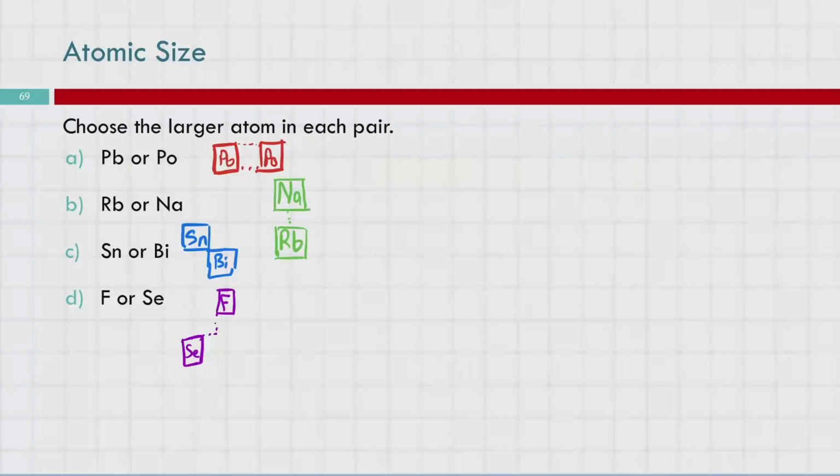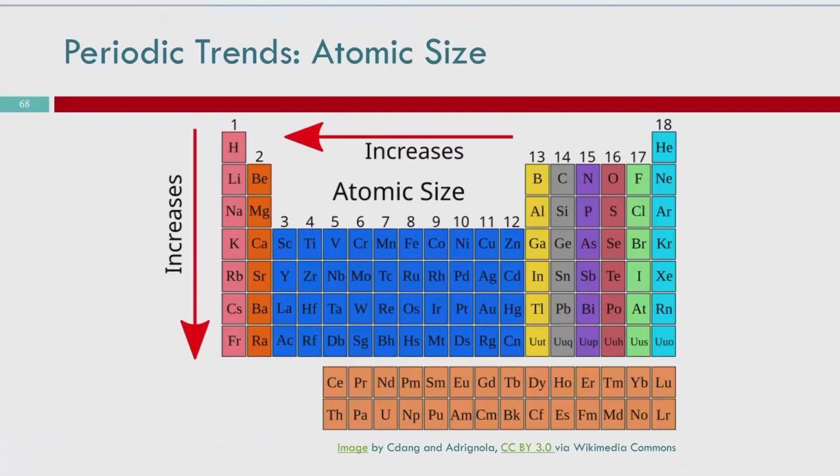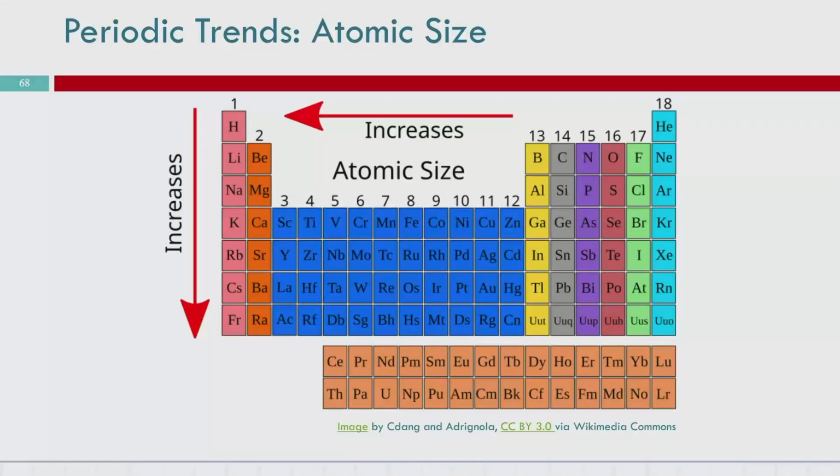We left off last class. We were talking about periodic trends. We also did some other stuff with valence electrons and reading electron configurations based on our periodic table. But we left off thinking about atomic size. How big are the atoms?